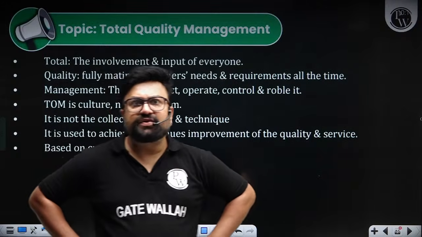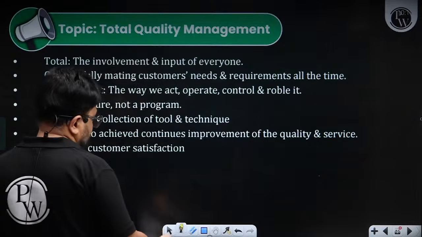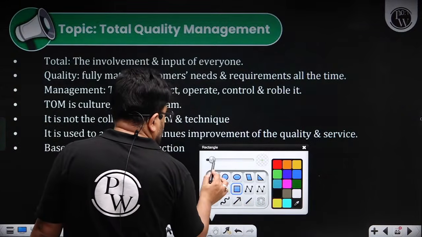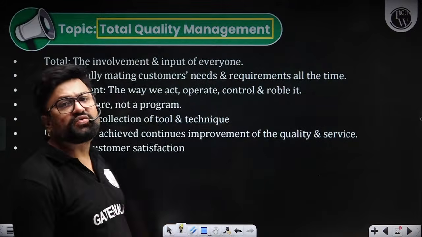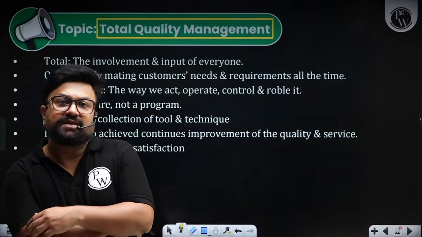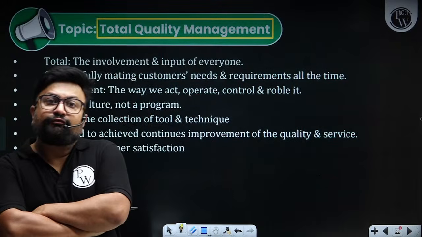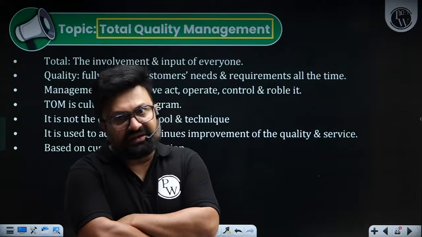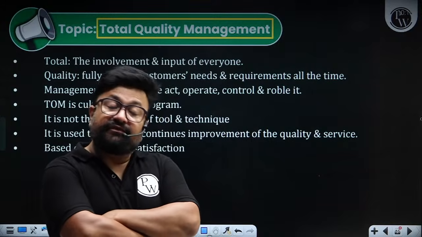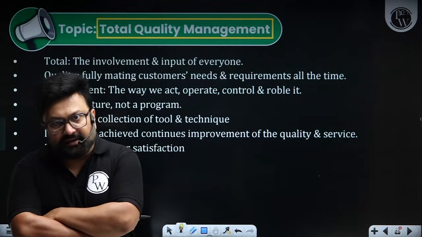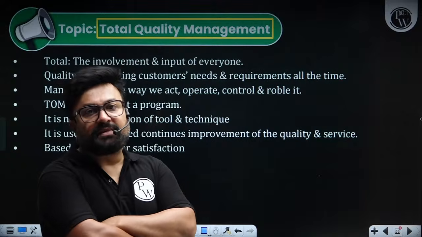Total. What is total? In the topic you can see there is a term. The topic is total quality management. So what is total? Total is the involvement and input of everyone. What is quality? Fully meeting customers' needs and requirements all the time. Management, the way we act, operate, control it. Okay. So TQM is a culture.